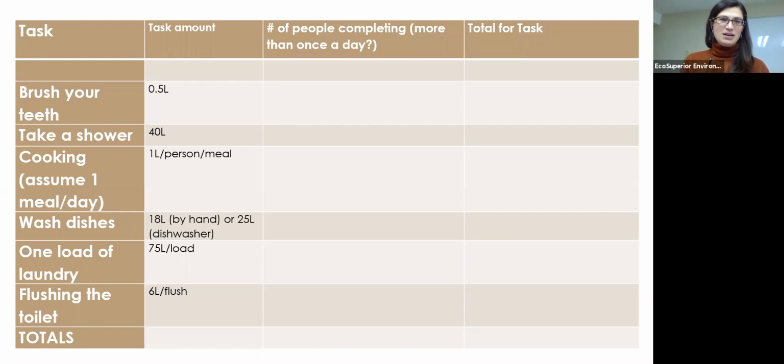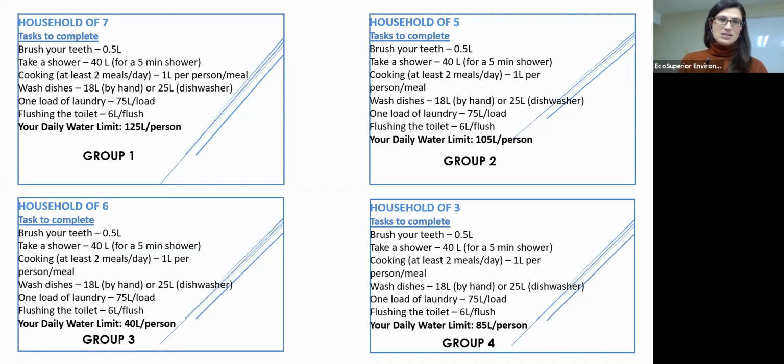And then what we're going to do is each group would then be given a scenario like this. So let's pretend you're a household of 3 and you complete some of these tasks, and you have a water budget, essentially, right? So this household of 5 up here has a 105 liter per person limit. Okay, the household of 7 has a 125 liter per person limit. And the reason why I've given these limits is because, again, not everybody has access to continuous water or access to as much water as some of these tasks might take every single day.